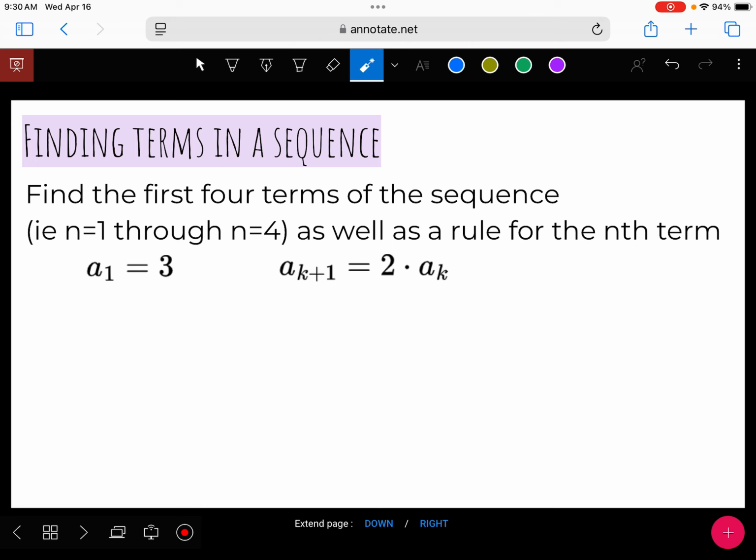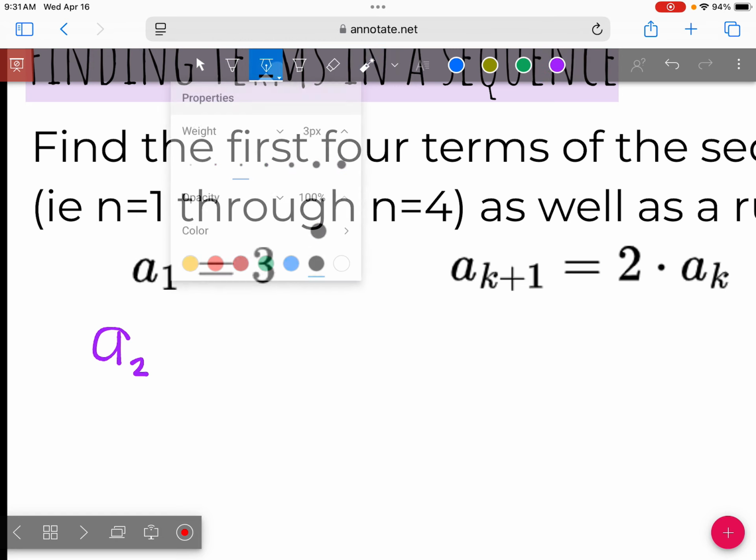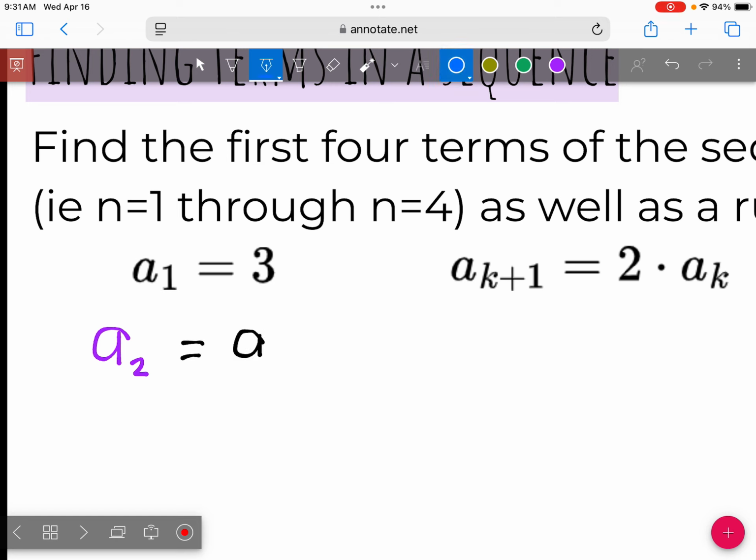We have a sub 1. We want to get all the way up to a sub 4. And then we're going to see if we can write a generic equation, see if we can find the pattern. So if we want to get a sub 2, that's the next thing because we already have a sub 1. I can rewrite a sub 2 as a sub 1 plus 1. That's the same thing, 1 plus 1 equals 2.